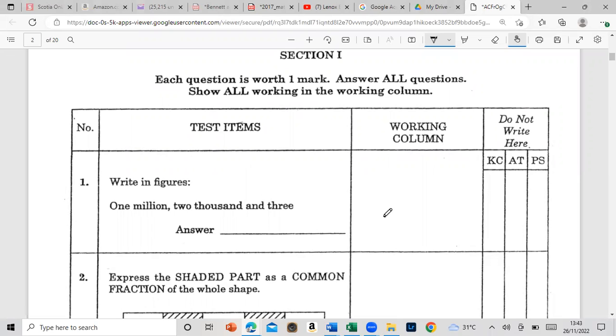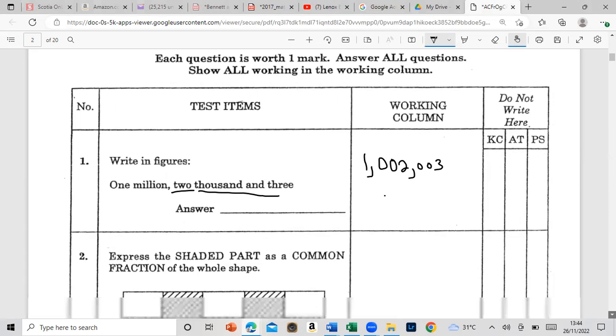And the first one says write in figures 1,002,003. All right, so 1 million, that's 7 digits. And this would be 2. So this will be 1,002,003. All right.